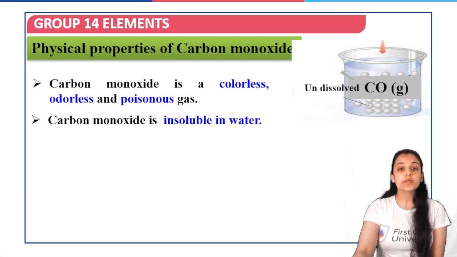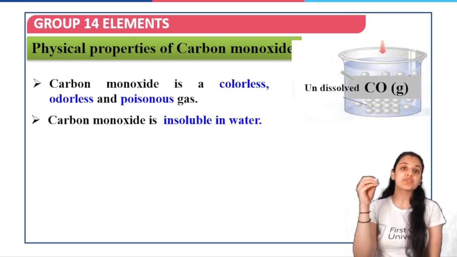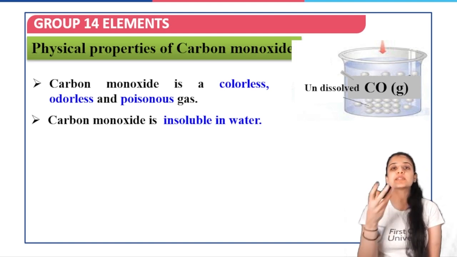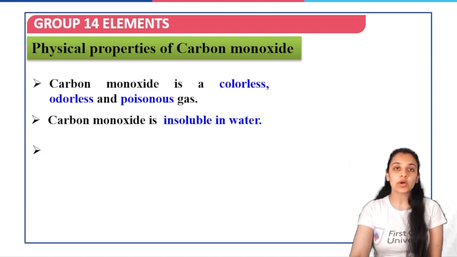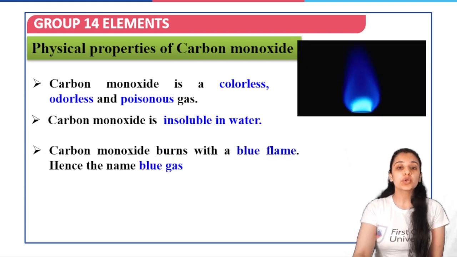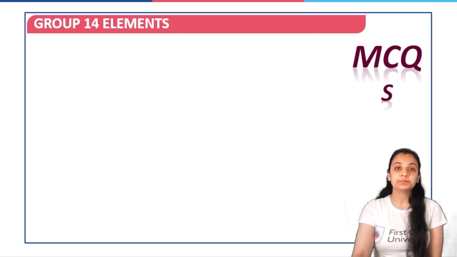Then another important property of carbon monoxide is that it is insoluble in water. Even if you add carbon monoxide to water, you will simply have bubbles of carbon monoxide coming out of water. It will not get dissolved. Then it is going to burn with a blue flame, and therefore it is known as the blue gas.